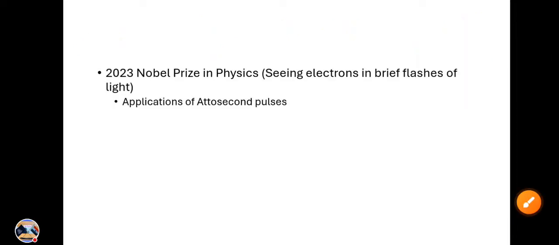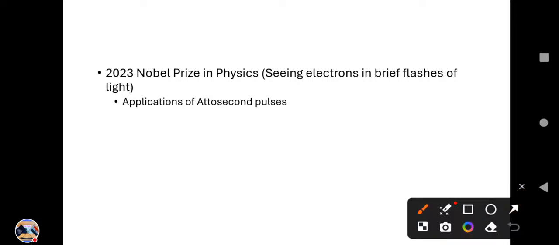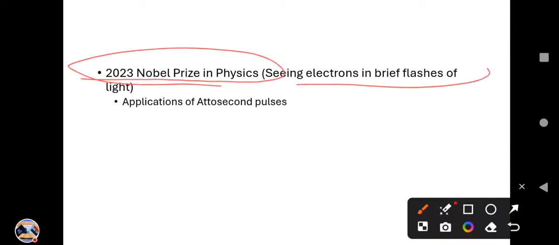Okay, next is the Nobel Prize in Physics: seeing electrons in brief flashes of light. The 2023 Nobel Prize in Physics was awarded to Pierre Agostini, Ferenc Krausz, and Anne L'Huillier for their groundbreaking experiments that have allowed scientists to generate attosecond pulses of light.